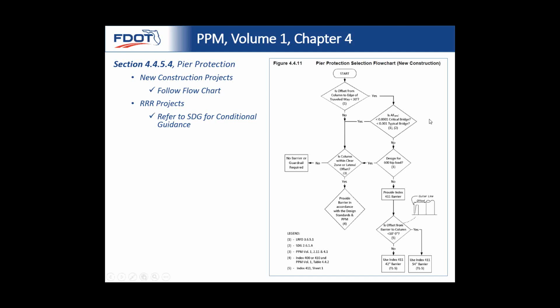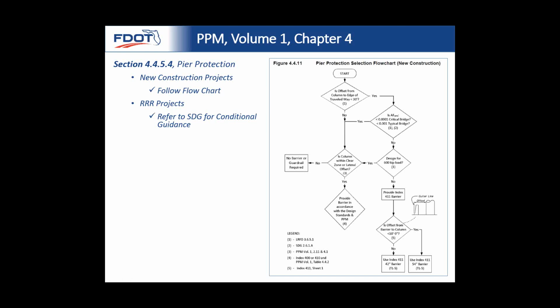But if that pier is located in an area that would require protection in terms of roadside safety, then the chart will lead you in that direction to using maybe a guardrail or other barrier option. But then as you move through, if you've met the pier protection criteria, then that would maybe send you to our current Index 411, which is our pier protection barriers, which again are those taller, more robust barrier options.